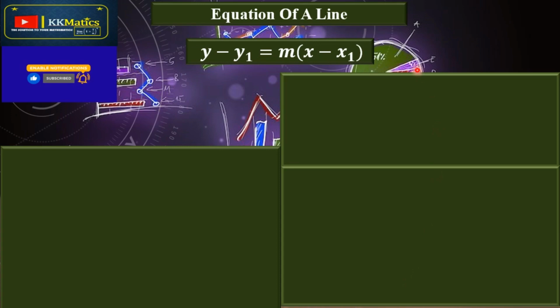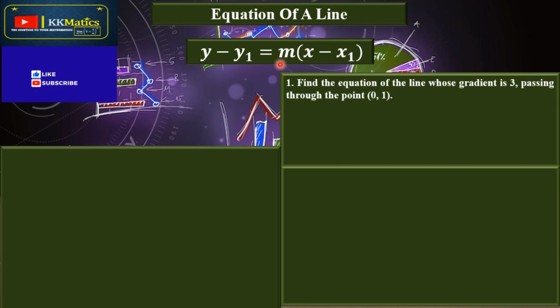Another equation of the line that we have is this. Now this is also another form of the equation of the line. And this is also useful when we are given a gradient and a point to find the equation of the line. So we make use of this formula when we are given a gradient and a point to find the equation of a line.